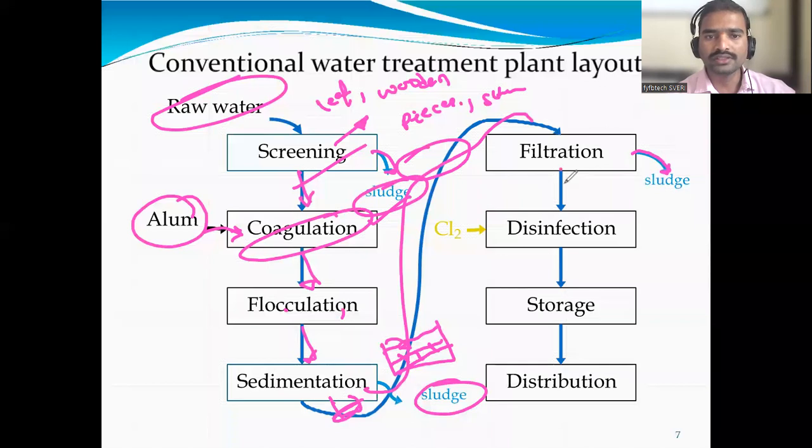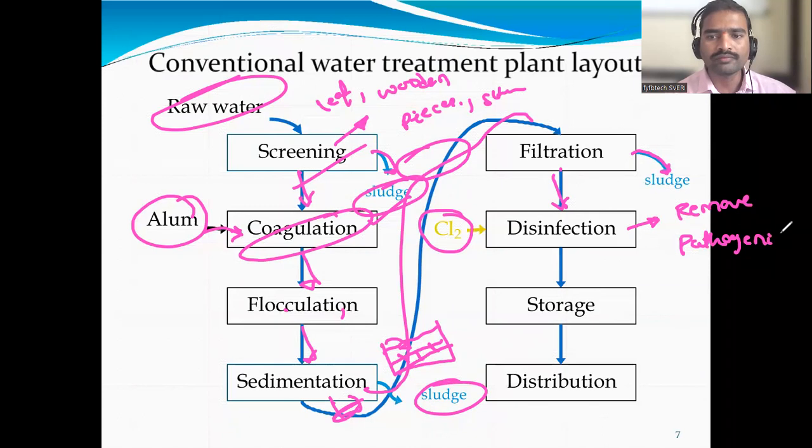From the filtration, it will come to the disinfection. In the disinfection, chlorine is added. Chlorine will act as a disinfectant. Which type of bacteria will it remove? It will remove pathogenic bacteria. What are pathogenic bacteria? The bacteria which are harmful to human beings. So those bacteria are removed in the disinfection.